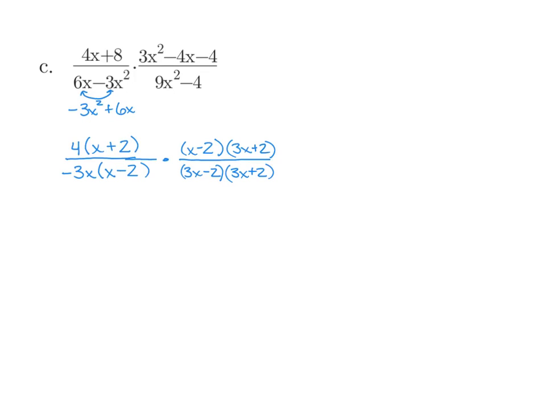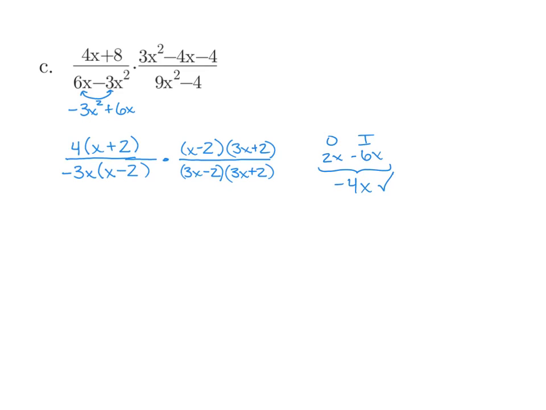If I do a quick check, I'm just going to check my outsides and my insides. My outsides, I get 2x. My insides, I get negative 6x. And does this combine to give me negative 4x? Yes, so this is correctly factored.